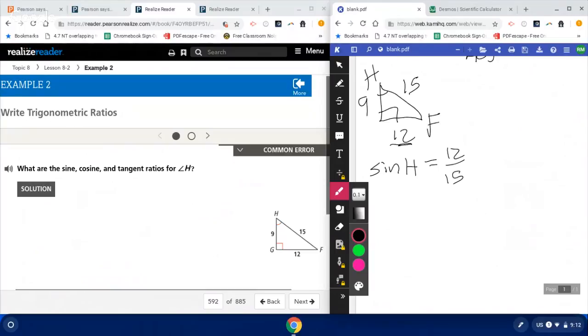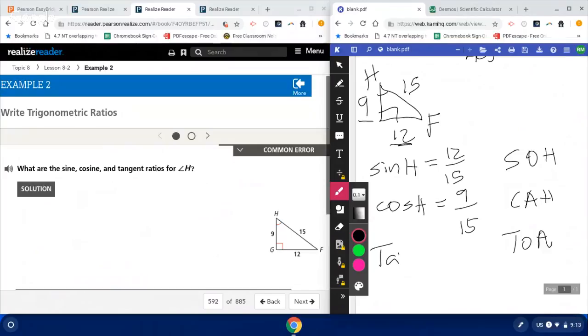Cosine of H. CAH: adjacent is the side next to it, so that's 9 over the hypotenuse, which is 15. And finally, TOA: tangent of H equals opposite of H, which is 12, over adjacent, which is 9.